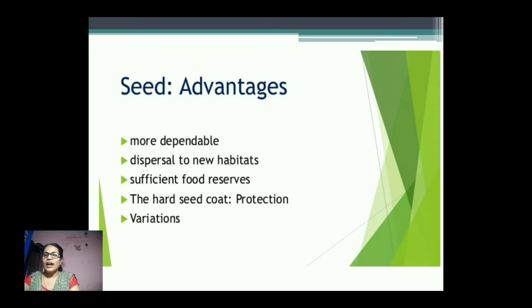Then seed advantage. What kind of advantages does a seed have? More dependable. Then dispersal to a new habitat. One seed contains much, and produces many plants. Then sufficient food reserves. Food is reserved inside the seed. The hard seed coat is present, which gives protection to the seed, and variations.